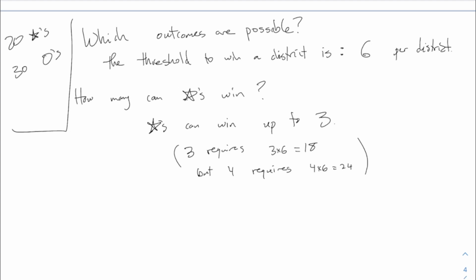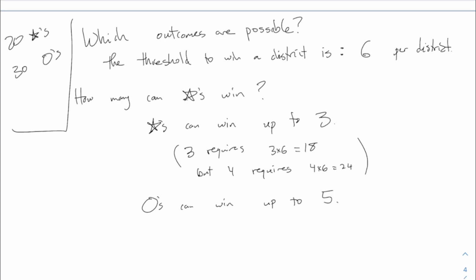And what about the circles? Up to, you want to show me the fingers again? How many can the circles win? I see some people are giving me the whole hand. That's correct. They can win all 5. In theory, the circles could win all 5 of them. You need 6 voters to win each district. 6 times 5 is 30, and they do have 30. So the circles can win up to 5. All right? It is possible for them to win them all.